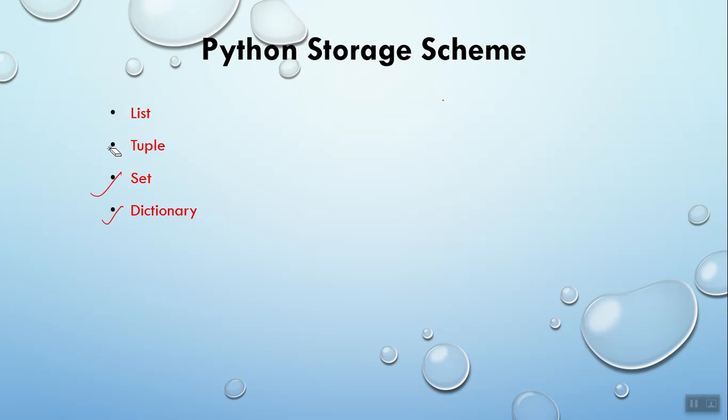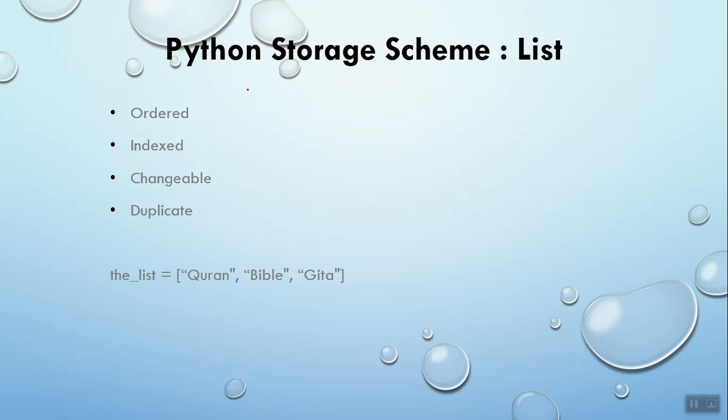Suppose you actually have a list here. So you can see it here, list. Lists are basically ordered, indexed, changeable, and allow duplicate data. You can see here the list is created by the square brackets.